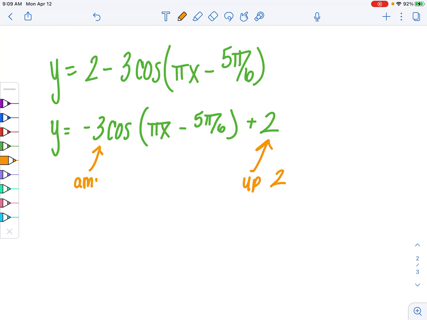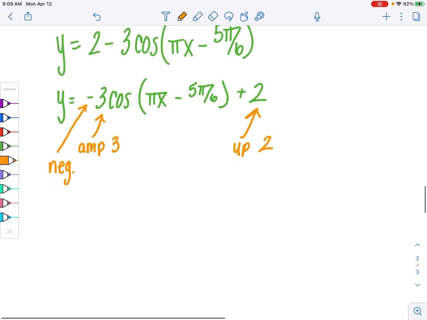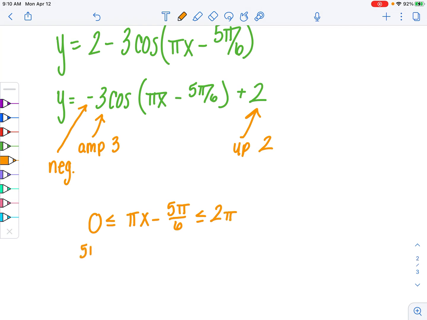This is telling us our amplitude is 3. And that negative sign just says instead of going the normal down direction, we're actually going to go up for the cosine. We also have this mamma jamma in the middle. Think about a normal cosine function has a period of 2π. So I'm going to sandwich that between 0 and 2π. I'm going to add 5π/6 to both sides.